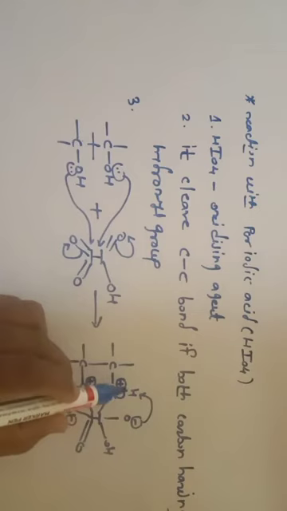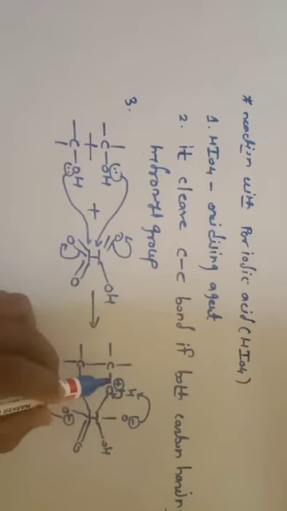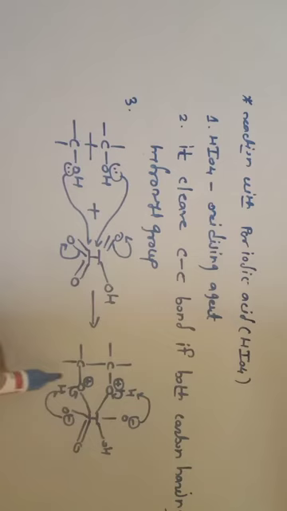This O minus will abstract this proton, and the charge on this oxygen gets reduced, because oxygen has a valency of 2 and it now forms 3 bonds, therefore there is a positive charge. To neutralize this positive charge, this O minus will abstract this proton. Similarly, in this case, this O minus also abstracts this acidic proton, and the charge on this oxygen gets reduced.